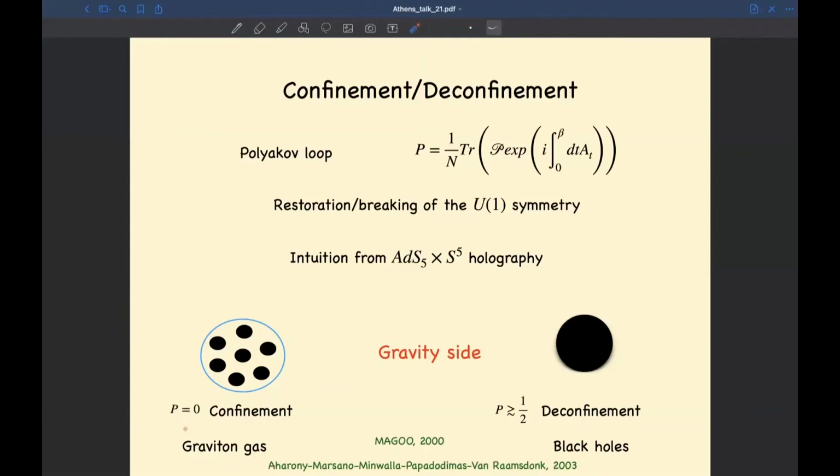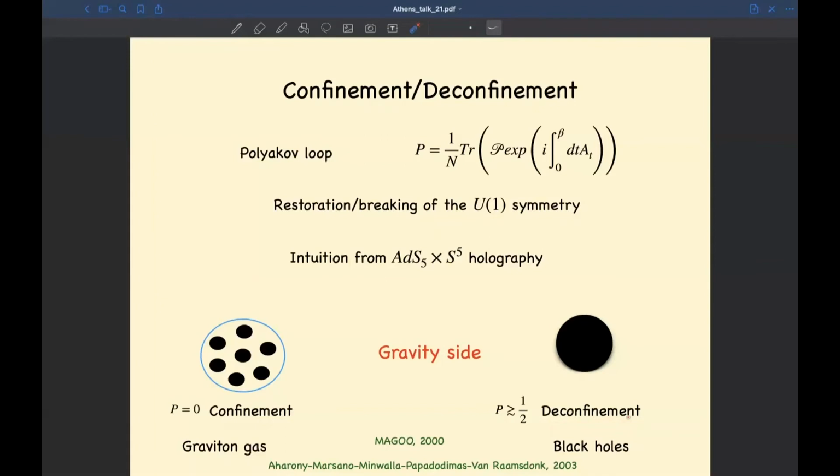So the idea is that when the Polyakov loop is 0, we are in the confined state, whose bound state here can be understood as a graviton gas. On the other hand, when the Polyakov loop gets an expectation value, we have deconfinement, and this is related to black holes. And in this specific case, it is related to big black holes in AdS5.